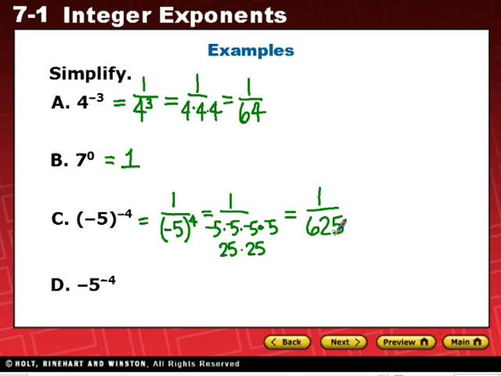Now D is a little bit different. Be careful. Do you remember how the exponent only belongs to what it's right next door to? So this problem is really negative 1 times 5 to the negative 4th power. So we already know what 5 to the negative 4th power is. It's 1 over 625. Since we have to multiply it by negative 1, it ends up being negative, even though the power is even. Okay, that negative's out front.